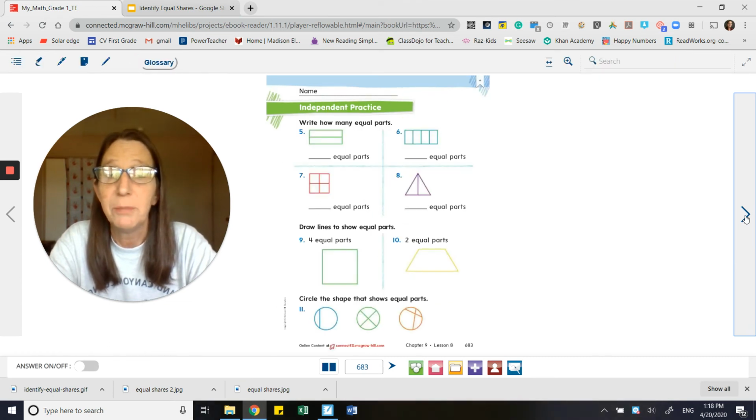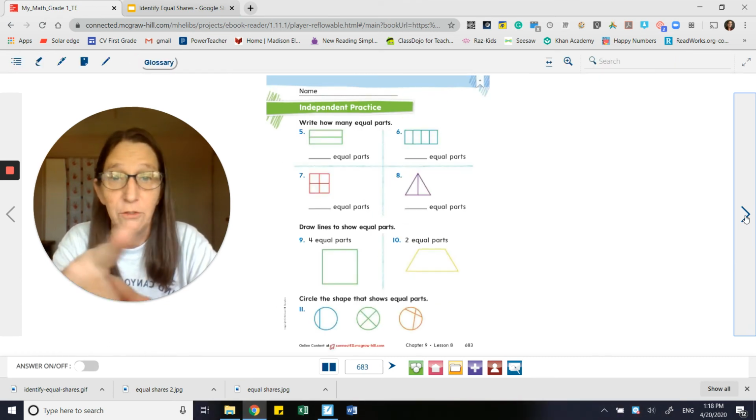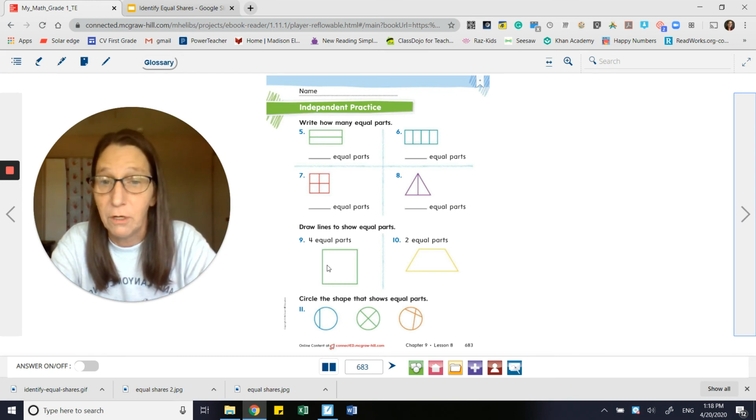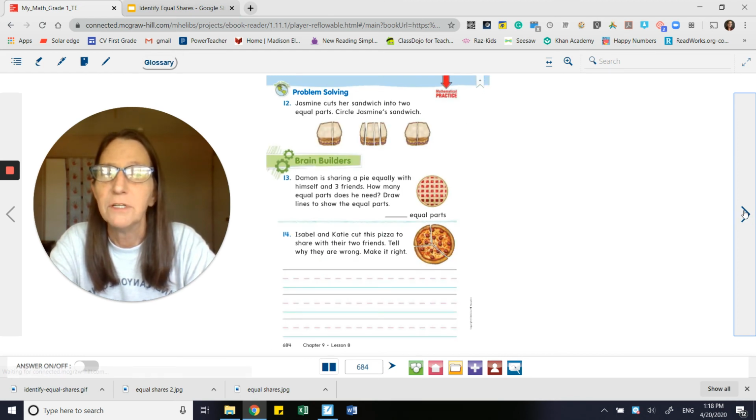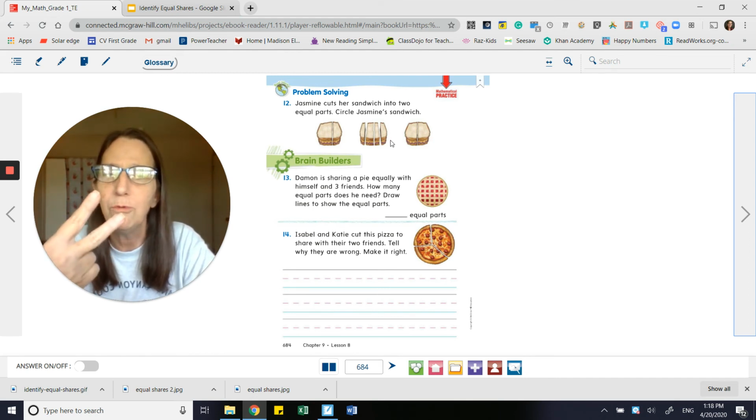I have this page here. You're finding those equal parts, drawing equal parts. Okay, be careful with this one. Make sure you get equal parts. Look down here. Some of these are equal and some of them are not. Find the one that is. Over here, Jasmine cut her sandwich into 2 equal parts. Which one of these shows 2 equal parts?